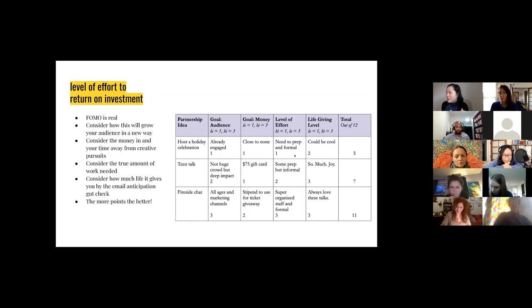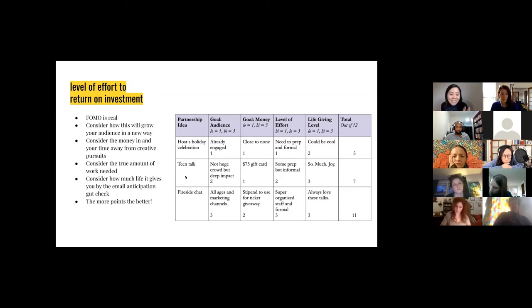All right, level of effort. They want me to host this 1 hour party, and there are a lot of people I have to introduce. If I'm going to introduce them, I want to introduce them really well, so that's homework for me. And I can't just drop in. I have to go to all their prep calls. It sounds like a lot of time, so I give it a one, because the key above says if it's high effort, it's 1 point, and if it's low effort, it's three. Life-giving level, I really like them. They're cool. I'll give it a two. Okay, that's 5 points.